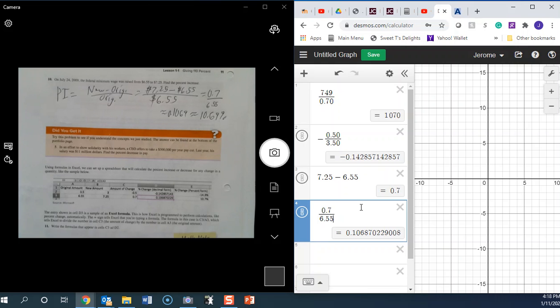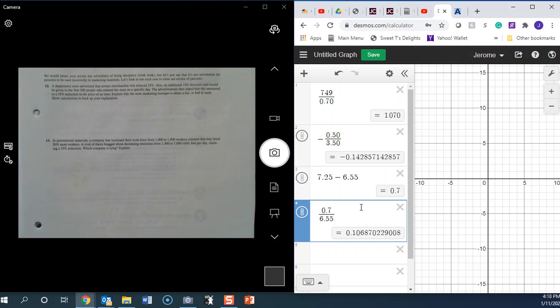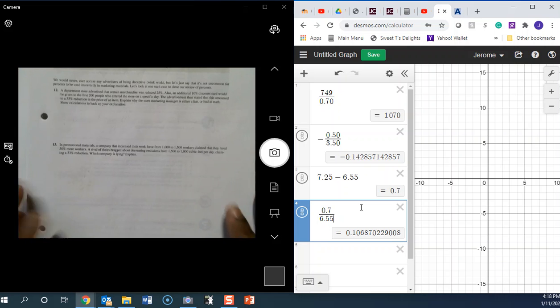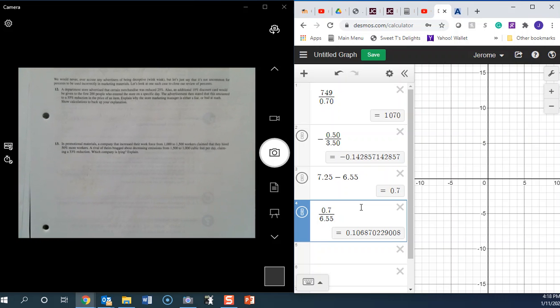All right, now we move on. We're going to skip problem number 11. We're going to go to problem 12. Now it says here, we would never ever accuse any advertisers of being deceptive. But let's just say that it's not uncommon for percents to be used incorrectly in marketing materials. Let's look at one such case to close our review of percents.